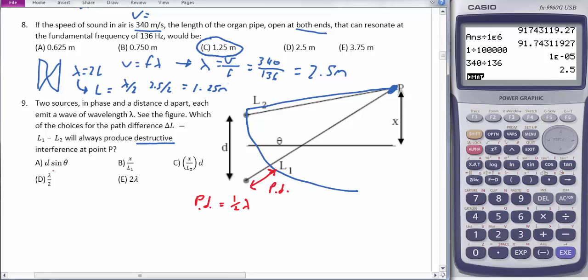And so what is the answer? Well, it must be half a wavelength. If it was 2, then it would be constructive. X over L doesn't really make sense. None of the rest really makes sense. So D must be the correct answer.